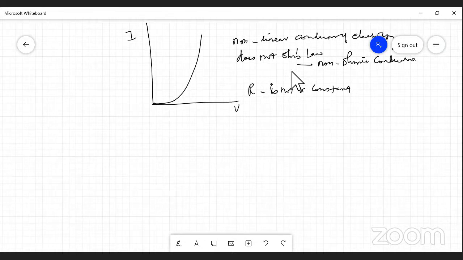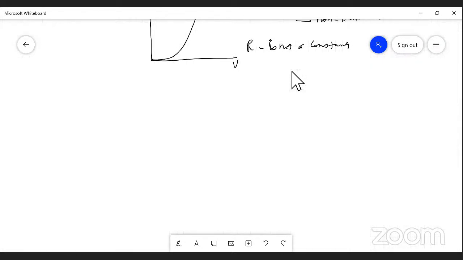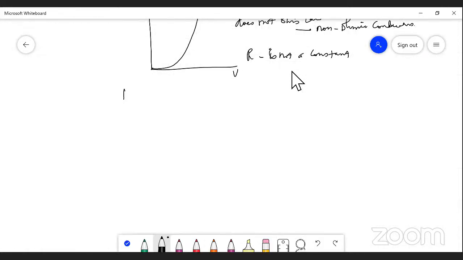Now we shall speak about electrical resistivity. What is electrical resistivity? We already saw R equals rho L divided by A, and this rho is called electrical resistivity. So we can write rho equals R A divided by L.